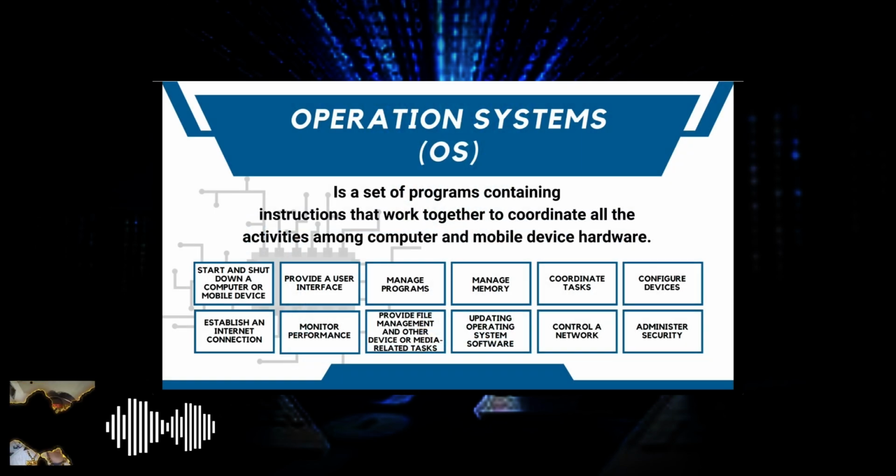Operating systems, or OS, is a set of programs containing instructions that work together to coordinate all the activities among computer and mobile device hardware. Examples of functions of an operating system are to start and shut down a computer or mobile device, provide a user interface, manage programs, manage memory, coordinate tasks, configure devices, and so on.